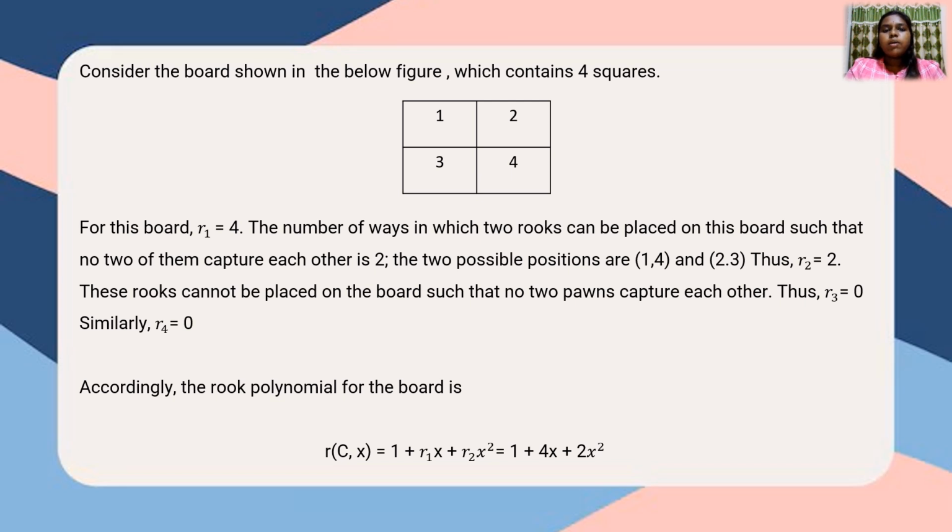Three rooks cannot be placed on the board such that no two of them capture each other. Thus R3 is equal to 0. Similarly, R4 is equal to 0. Accordingly, the rook polynomial for the board is R(C, x) is equal to 1 plus R1 x plus R2 x^2, which is 1 plus 4x plus 2x^2.